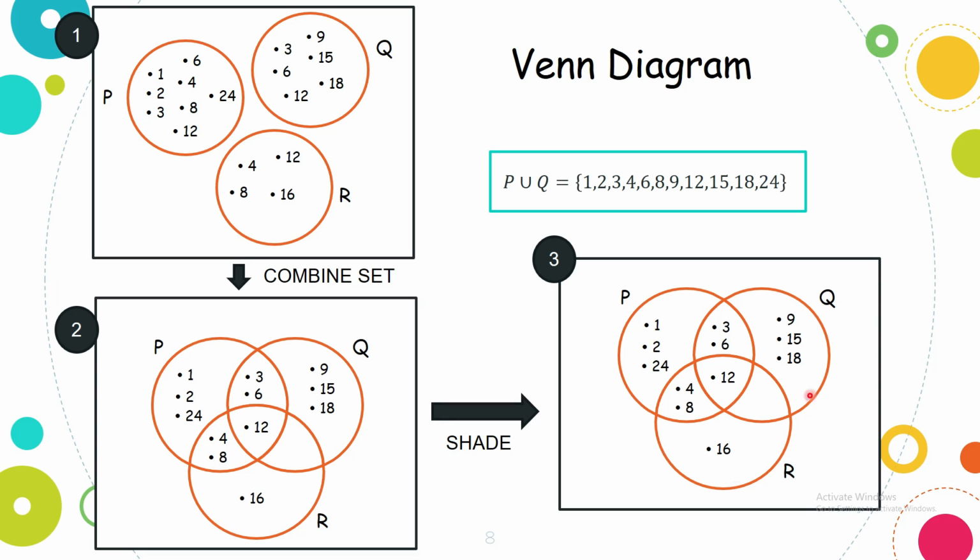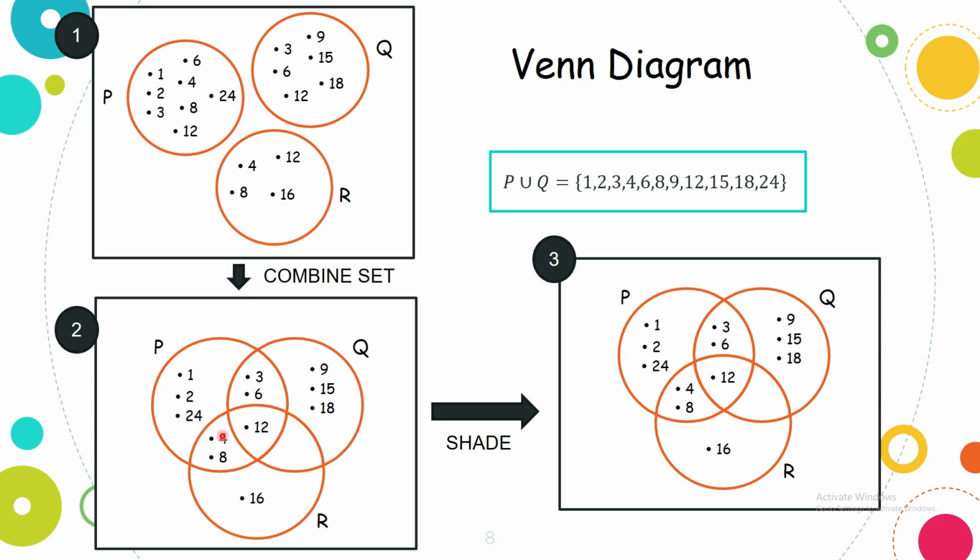Okay, this is the answer that we have found just now. From the first step, we draw 3 circles. There are 3 sets in the question, which are set P, set Q, and set R. This is the elements in set P, this is the elements of set Q, and this one is the elements in set R. And then we combine these sets, we find the common elements, and we draw just like this.